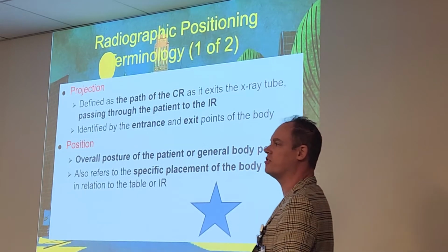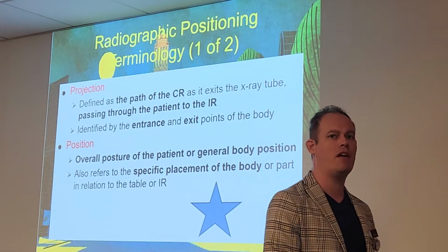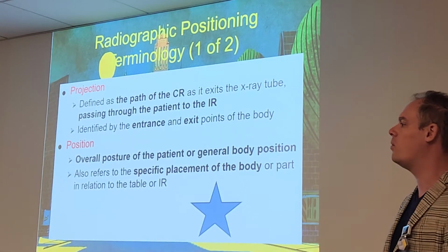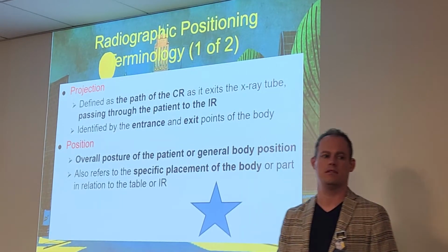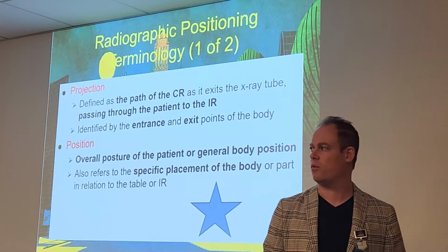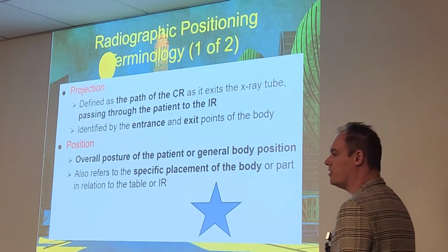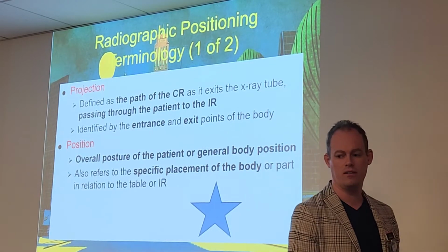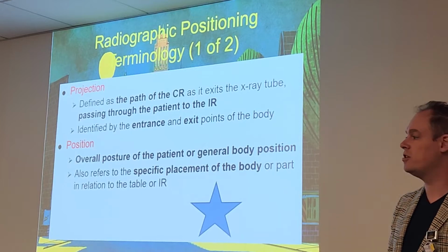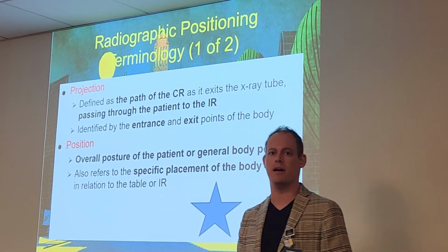So it's the overall posture of the patient, or position, and it's going to refer to the specific placement of the body in relation to the table or the IR. And we'll define all those specifically as we move forward here. We've got a lot of different positions that we're going to learn throughout our 2 years here, and a lot of different projections as well. You've got some great pictures in your book that I have on the slides as well. They're a great way to visualize what I'm talking about.